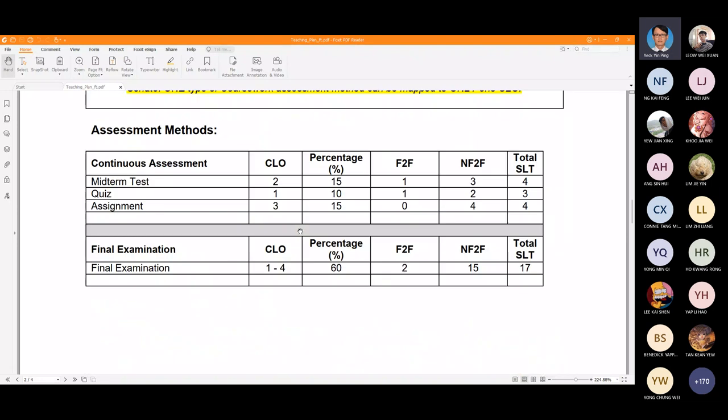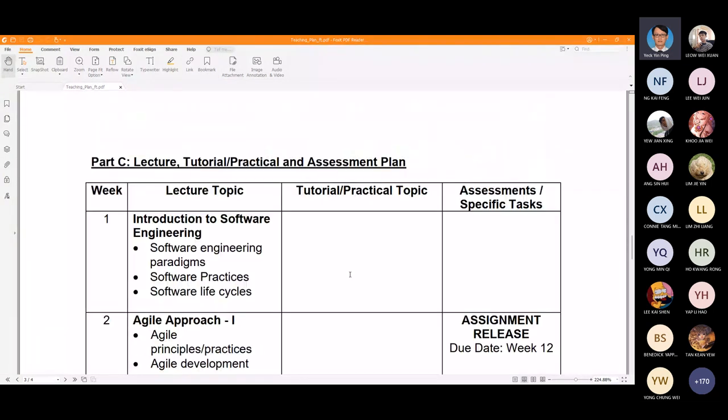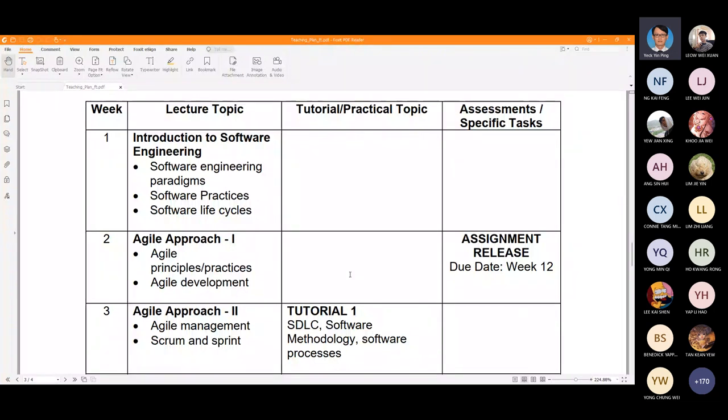Let me move on to here, it will be much easier. The midterm test will cover 15, the quiz will cover 10, and the assignments will be 15. All of these are continuous assessment, in total 40 marks. For your final, as I mentioned, it is 60 marks. This is all the planning for each of the topics because it's a lecture. They will be carried out in each week.